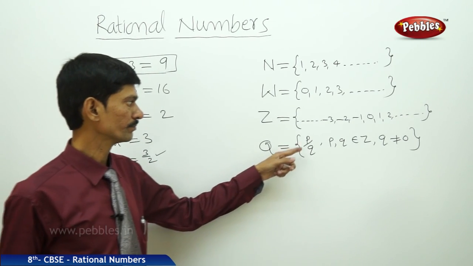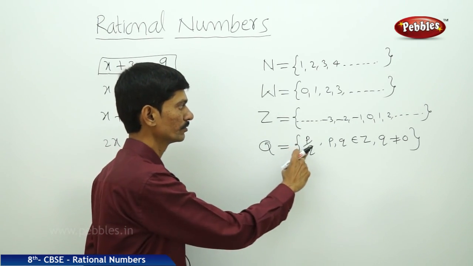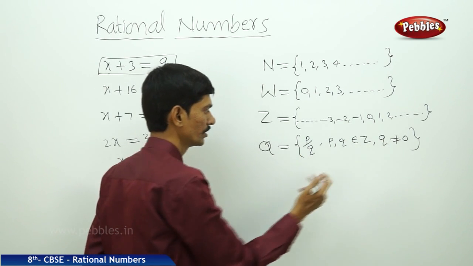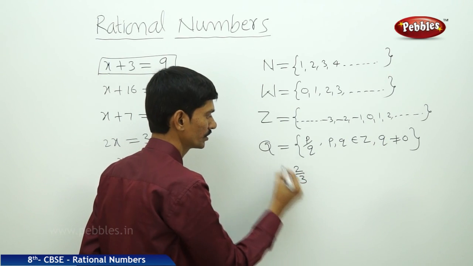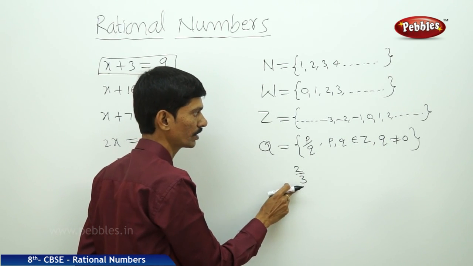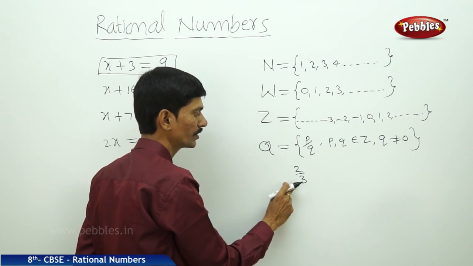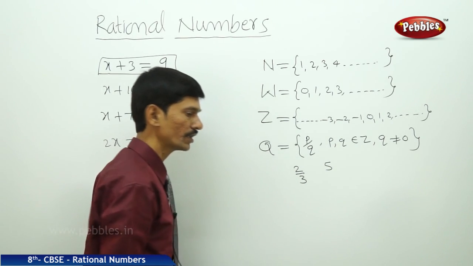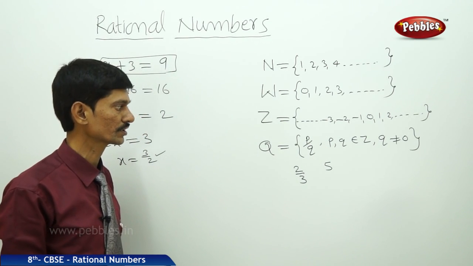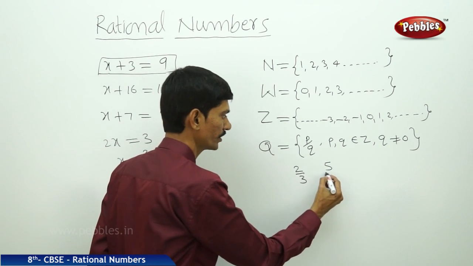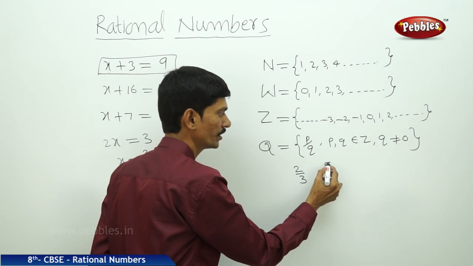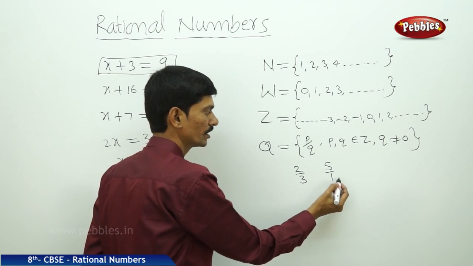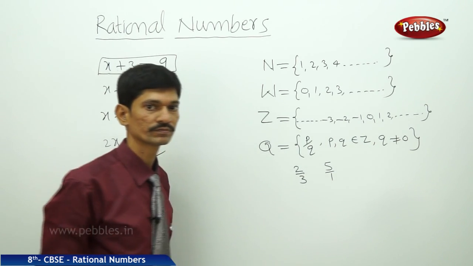Every rational number is in the form p by q, where p and q belong to Z and the denominator q should not be 0. If you take 2 by 3, it is a rational number because 2 and 3 belong to Z and the denominator is not equal to 0. If you take 5, even 5 is also a rational number. How is 5 a rational number? 5 can be written as 5 by 1. So here p and q, that is 5 and 1, belong to integers and the denominator is not equal to 0.